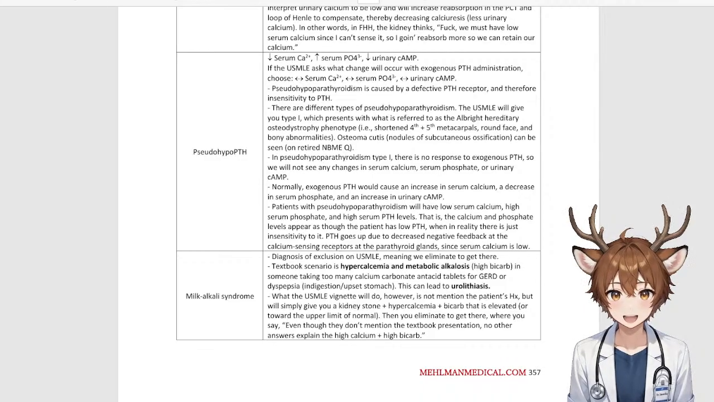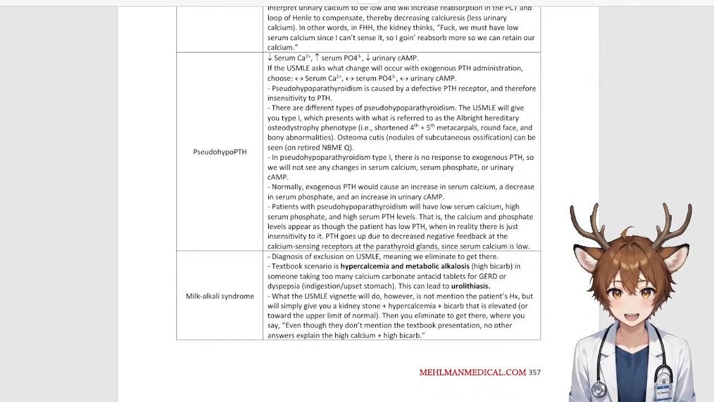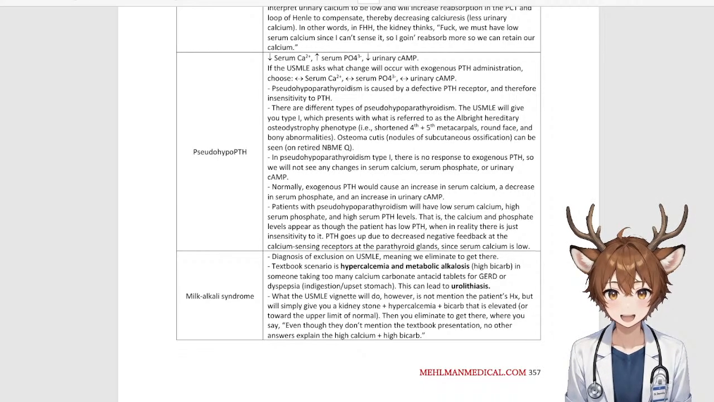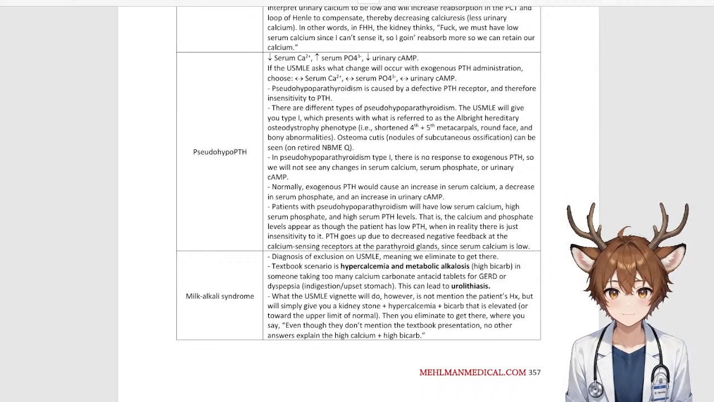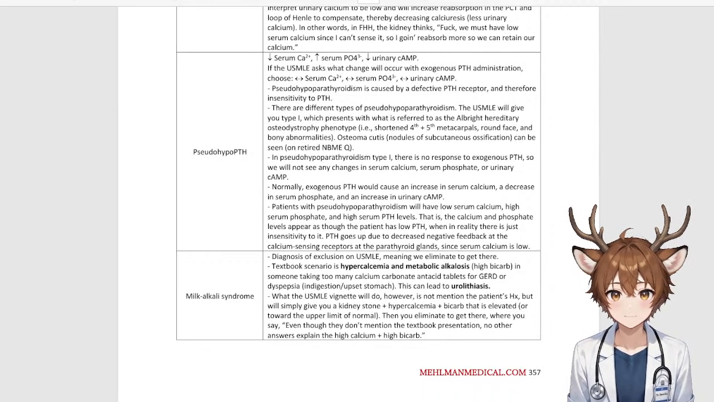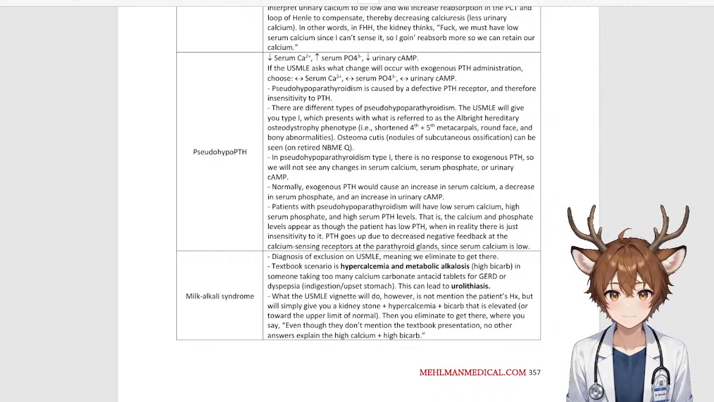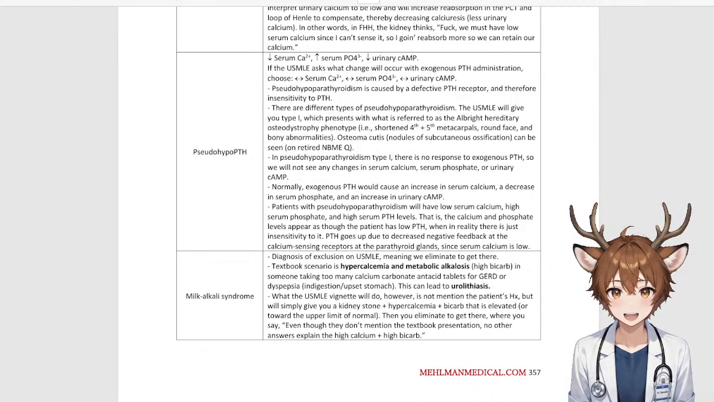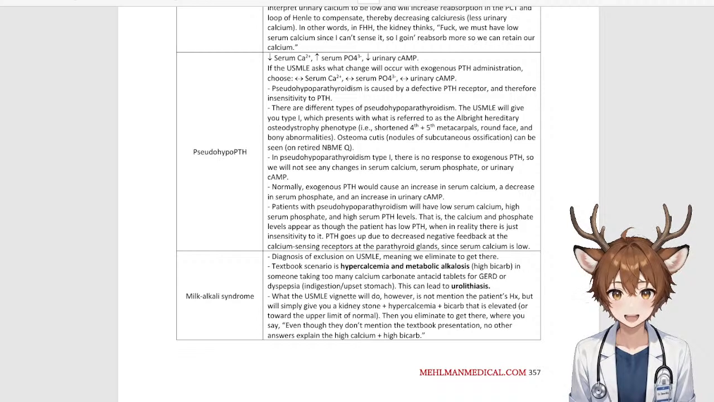The USMLE will give you type 1, which presents with what is referred to as an Albright hereditary osteodystrophy phenotype. That is to say, shortened fourth and fifth metacarpals, round face, and bony abnormalities. Osteoma cutis, nodules of subcutaneous ossification, can be seen on a retired NBME question. In pseudohypoparathyroidism type 1, there is no response to exogenous PTH, so we will not see any changes in serum calcium, serum phosphate, or urinary cyclic AMP. Normally, exogenous PTH would cause an increase in serum calcium, a decrease in serum phosphate, and an increase in urinary cyclic AMP.